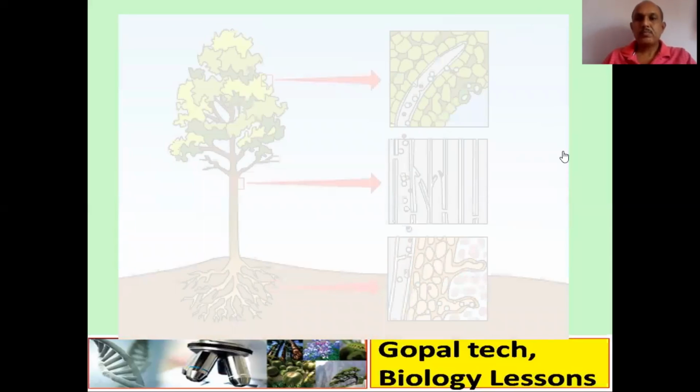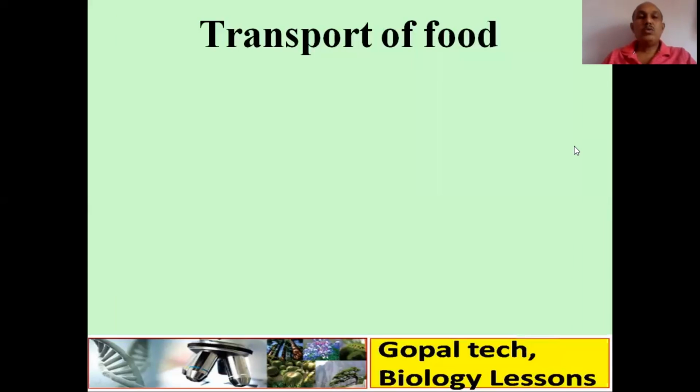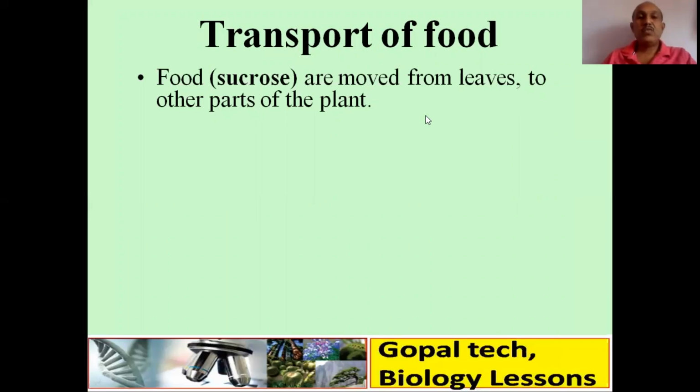Okay. Now, how is food transported in plants? Food in the form of sucrose is moved from leaves to other parts of the plant. Here friends, remember that the plant prepares food in the form of glucose, transports it in the form of sucrose and stores it in the form of starch.